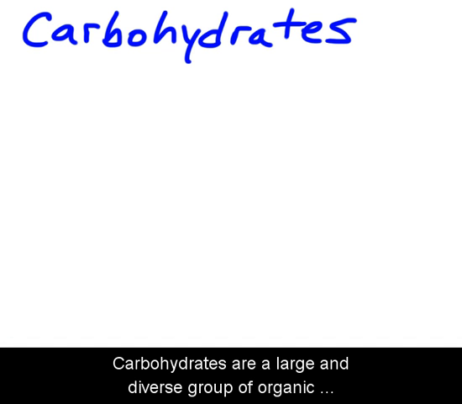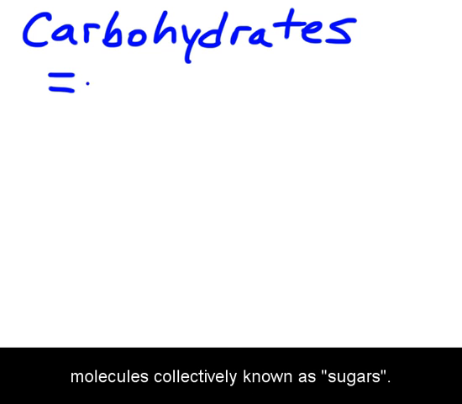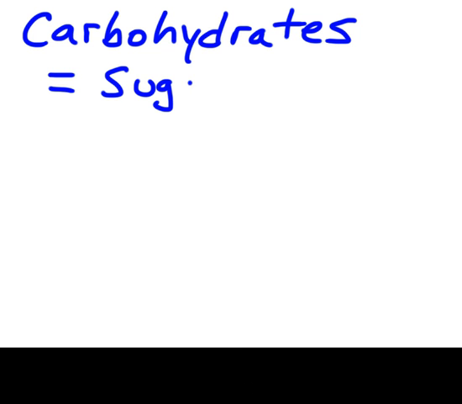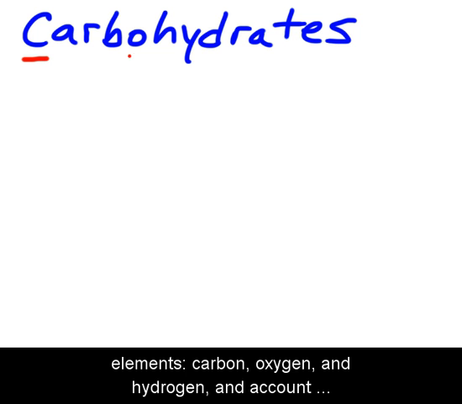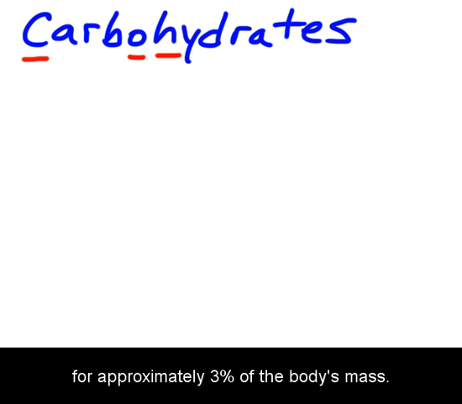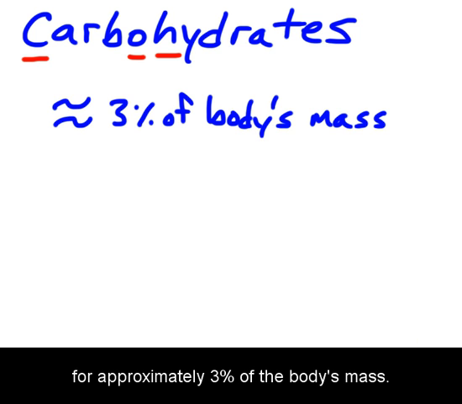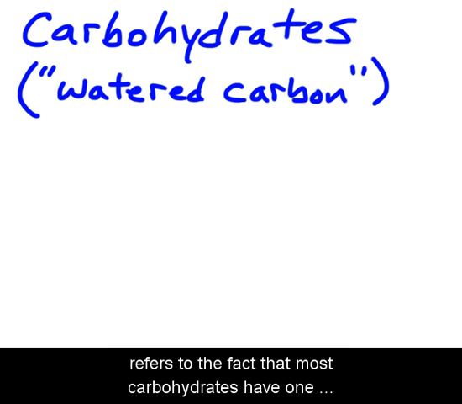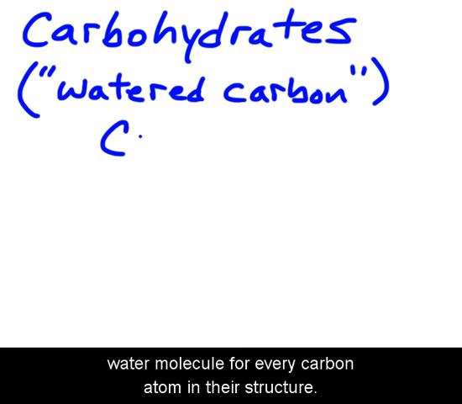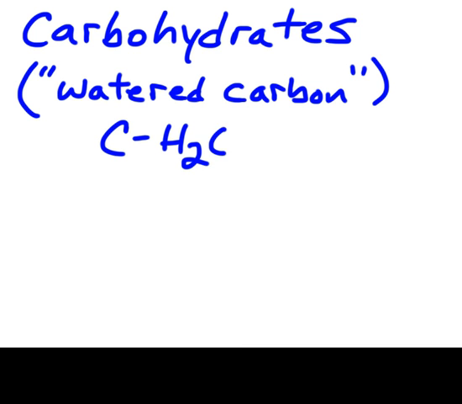Carbohydrates are a large and diverse group of organic molecules collectively known as sugars. All carbohydrates are made out of atoms of three elements: carbon, oxygen, and hydrogen, and account for approximately 3% of the body's mass. The word carbohydrate means watered carbon and refers to the fact that most carbohydrates have one water molecule for every carbon atom in their structure.